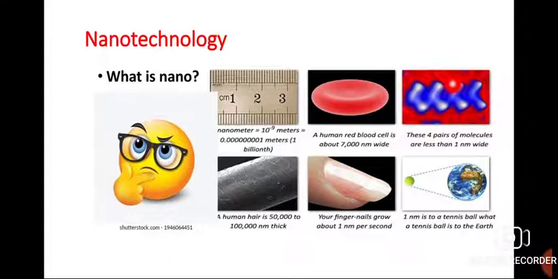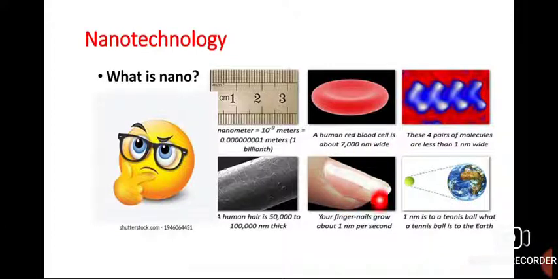Here you have a pair of molecules which are less than 1 nanometer wide. So this is the range of a pair of molecules. See, this is the enlarged view of your human hair. This human hair is about 50,000 to 1 lakh nanometers thick. So just imagine what the nanoscale is. Compare each and every part given over here with this scale, and then you will be able to understand the scale.